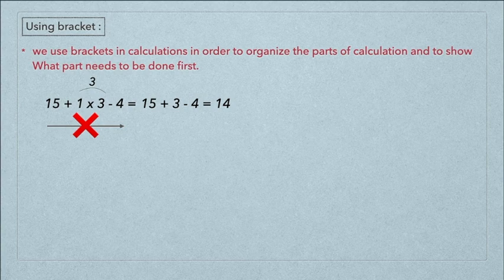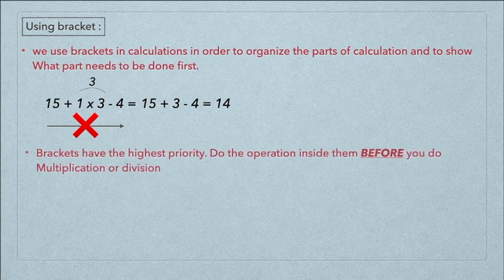Now, brackets here determine the priority at the highest value. In other words, if you see any bracket in your calculations, you need to do that part first, then go to multiplication, then subtraction. As a key point, I need you to remember, brackets have the highest priority. Do the operation inside them before you do multiplication or division.